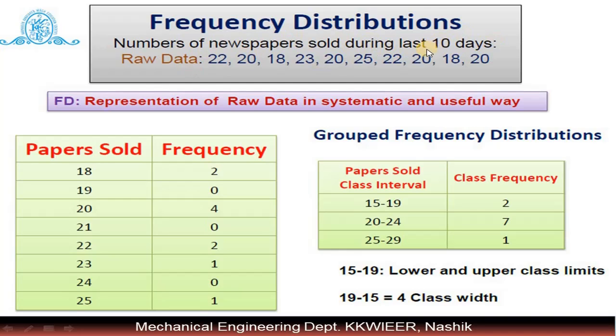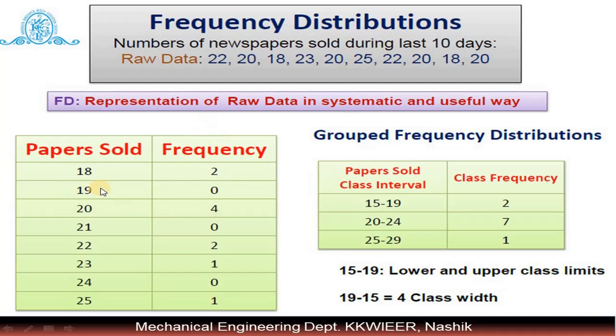All this data is to be represented in a systematic manner before further analysis is done. The most common method used to represent all this raw data is called a frequency distribution. Frequency distribution is nothing but a representation of raw data in a systematic and useful manner. So we will prepare a table, considering the example of newspapers sold during the last 10 years.